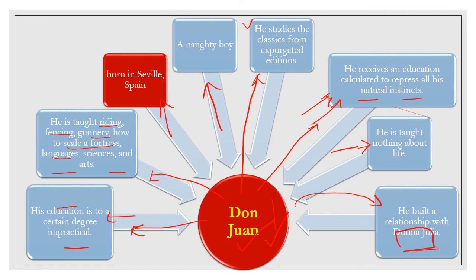Okay, another criticism of this kind of education is that he is taught nothing about life. His education is not life related. This is a great problem of this education. Juan doesn't know anything about life from the education he is given. And for his impractical education, he may have fallen into this kind of disaster. This is not a good thing at all.